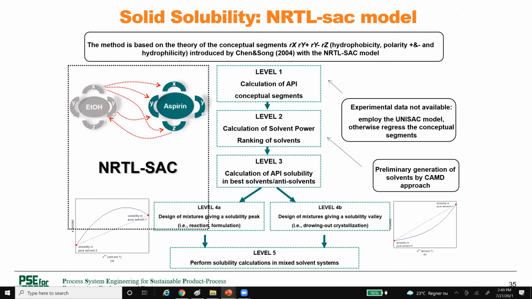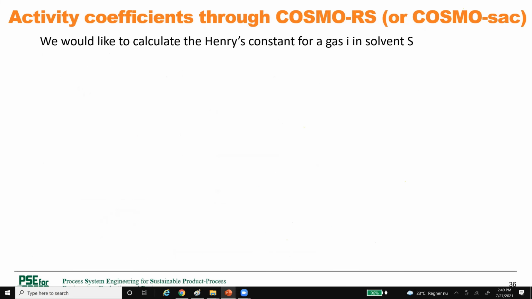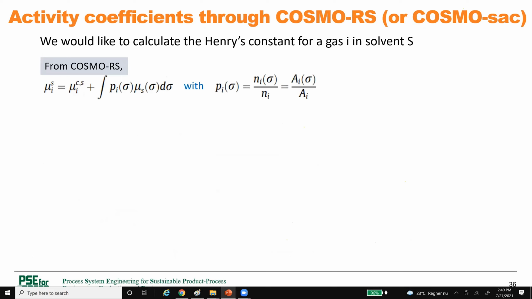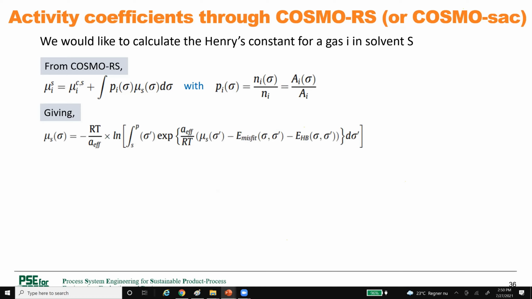And then the NRTL stack, in the interest of time, I will skip this and I will go to the COSMO-RS, which is quite interesting. Let's say we would like to calculate the Henry's constant for a gas I in solvent S. What we find out from COSMO is that the chemical potential of gas I in solvent S is given by this expression, where the integral term is showing the sigma profile. That can be obtained from Gaussian or other molecular simulation tools.